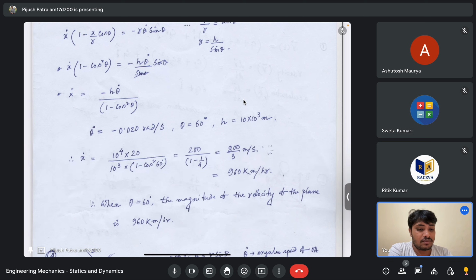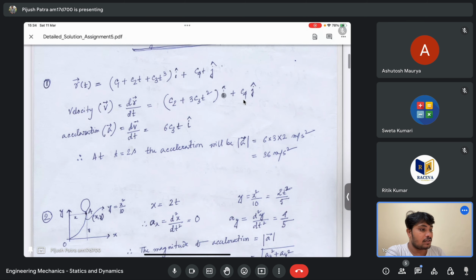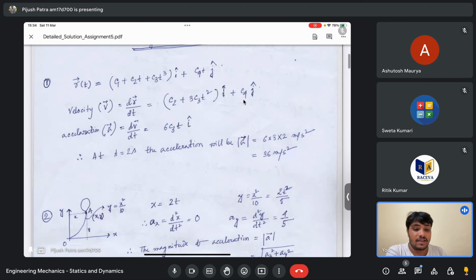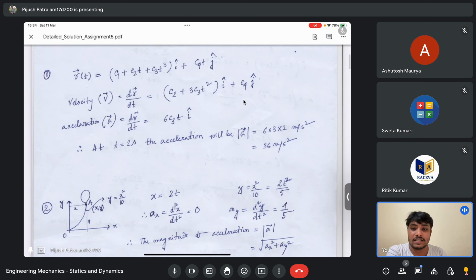Sometimes, if it is the simple Cartesian coordinate system, it's fine. For those who joined late, I will just say that in Assignment 5, the first two problems are only regarding derivatives. If you see the solution of the first two problems, where the position vector is given, you need to calculate the velocity and the acceleration. You can just take the derivative twice of the position vector with respect to time, and you can get the acceleration.